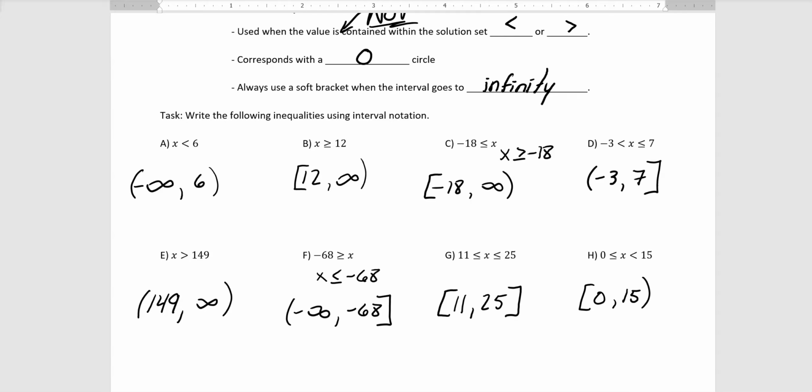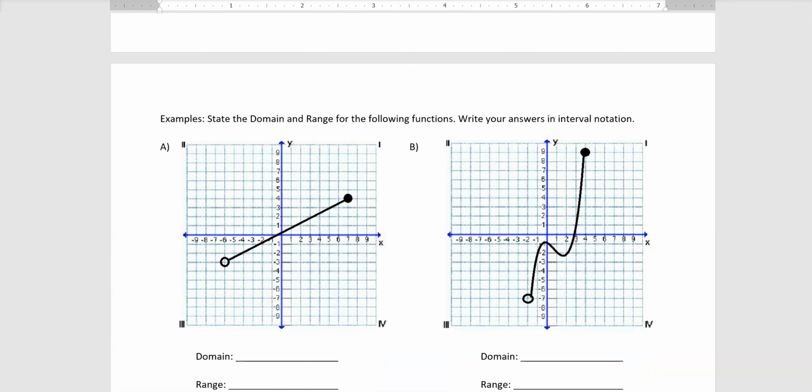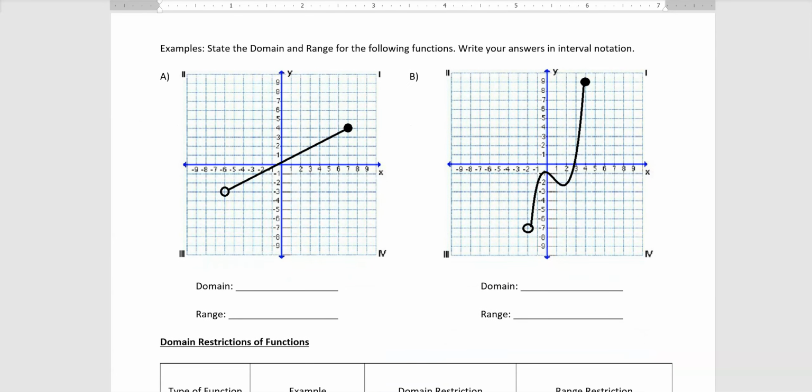Hopefully we're feeling more confident with the interval notation. If that's something you still need to work on, feel free to let me know and we can get you some extra work there. But now that we're good with that, let's talk about domain and range. So remember that domain is the set of all the x values or inputs. Range is the set of all the y values or outputs. So when we're looking at something graphically, all we need to do is say, if I'm asking domain, how far to the left and right does it go? If I'm asking range, how low and high does it go?